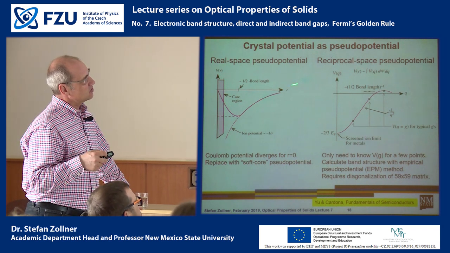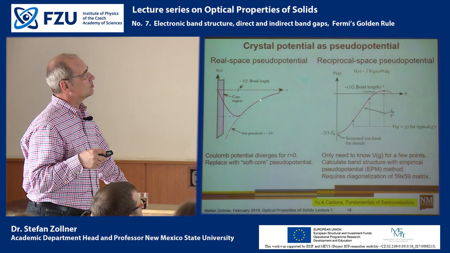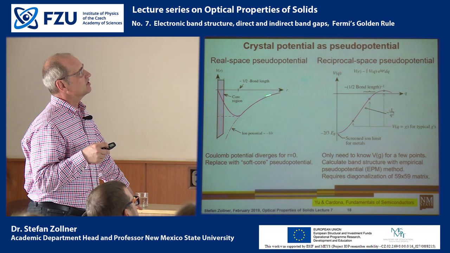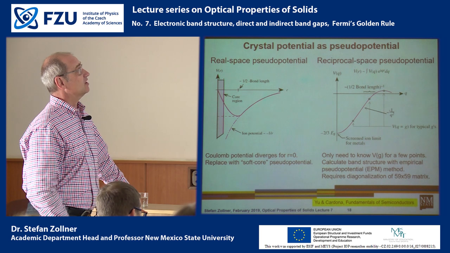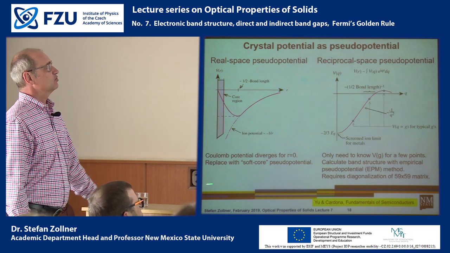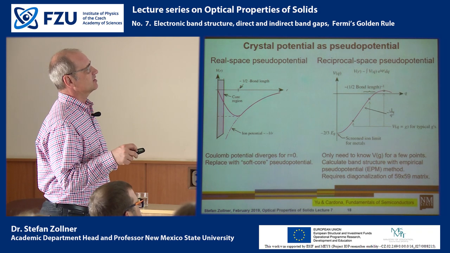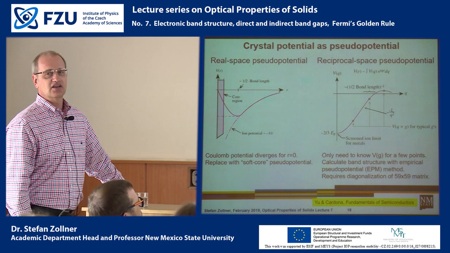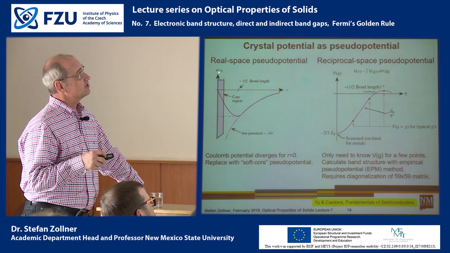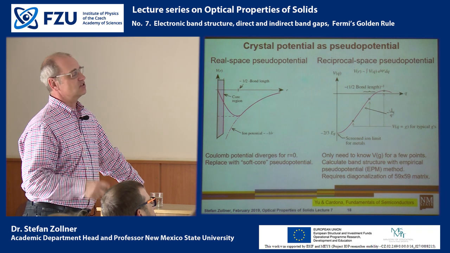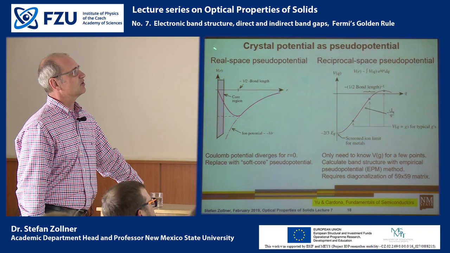So instead of having this hard diverging Coulomb potential, the actual potential that we need to use in calculations is this screened pseudopotential, and people usually refer to this as soft core pseudopotentials. Some people deal with ultra soft pseudopotentials. So the softness here simply means that the divergence at the core has been screened by the core electrons.